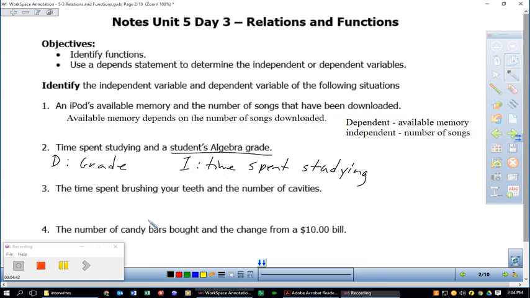Number 3, the time spent brushing your teeth and the number of cavities. I think it would naturally make sense to say that the number of cavities depends on the time you spend brushing your teeth, because the more you brush your teeth, the fewer cavities you're going to have. So our dependent variable is the number of cavities, while the independent is the time brushing. By the way, a really common thing is that your independent variable will be time. It's not always the case, but it sure helps.